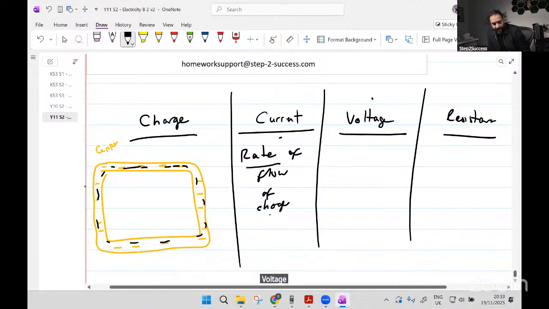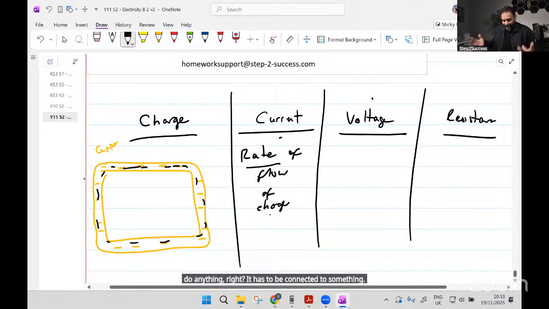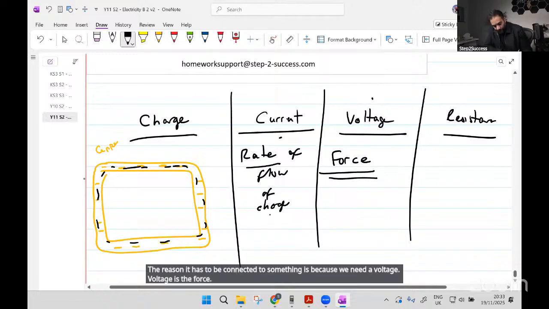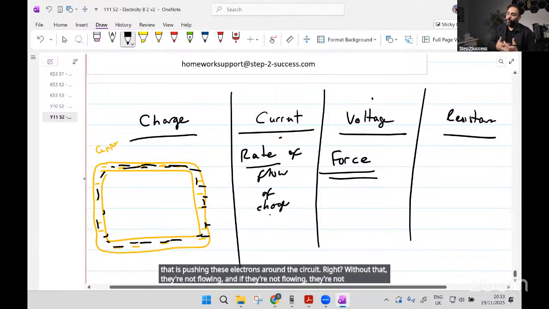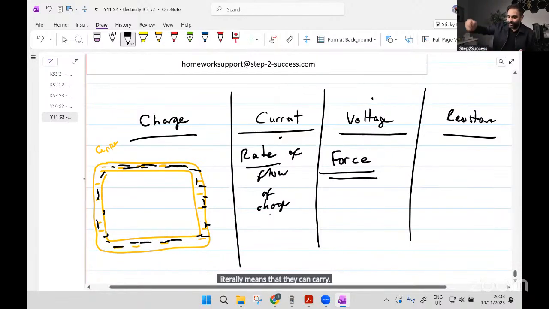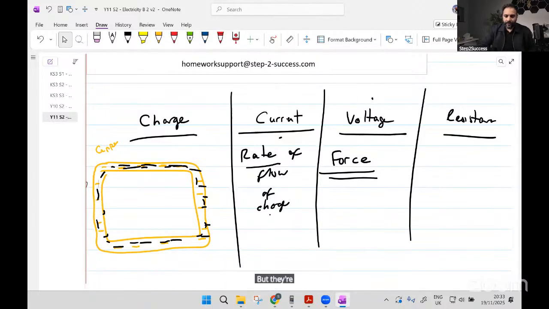Voltage. So these electrons that are in the circuit, if I just had a piece of metal, it would not do anything. It has to be connected to something. The reason it has to be connected to something is because we need a voltage. Voltage is the force that is pushing these electrons around the circuit. Without that, they're not flowing. And if they're not flowing, they're not conducting. The word conduct literally means that they can carry electricity from one end to the other of a material. So they can move. That's why we call them delocalized electrons, the ability to move. But they're not going to move.